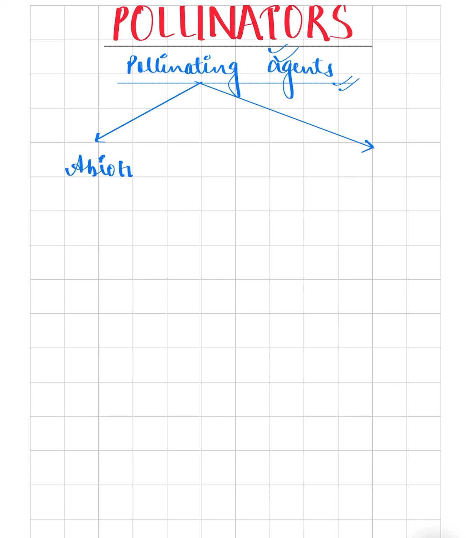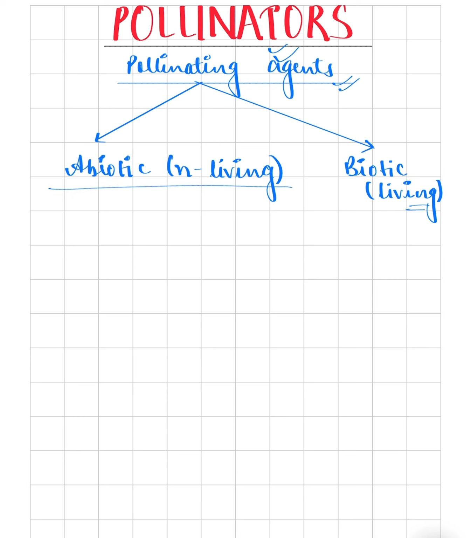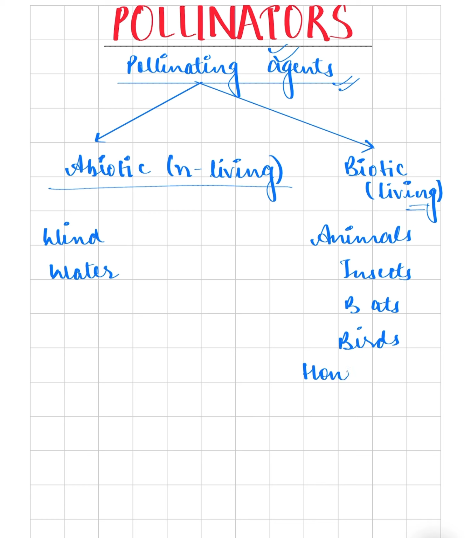The first type is abiotic. In this we have non-living pollinating agents. And next is biotic. In this we have living organisms. The examples of abiotic are wind pollinators and water pollinators. In biotic we have animals, we have insects, bats, birds, honeybee, etc.